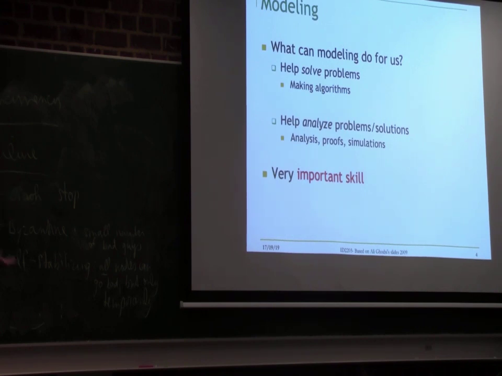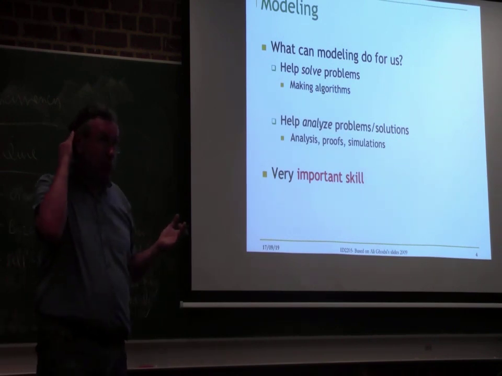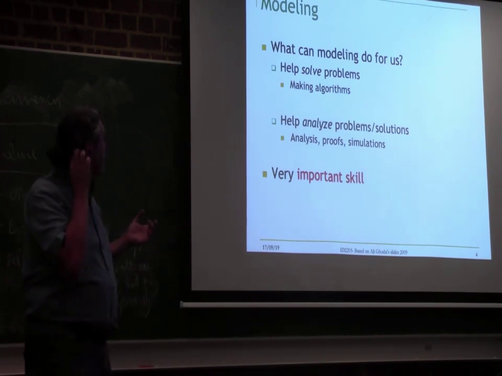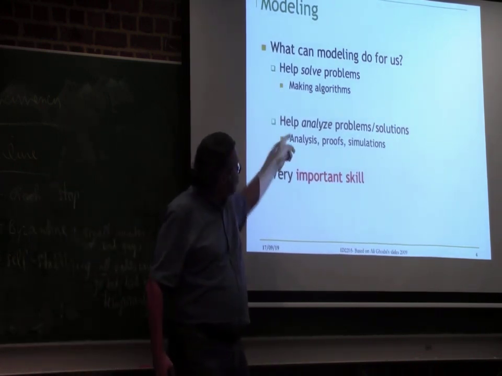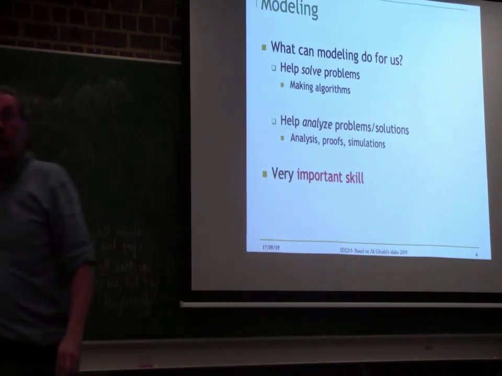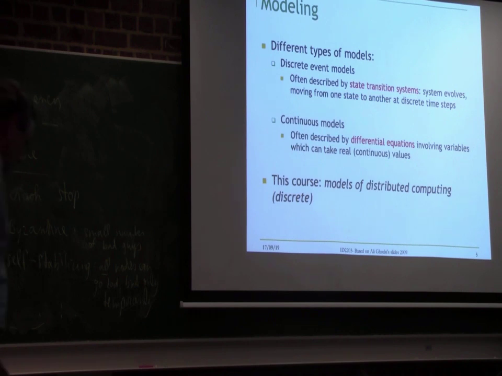And why do we do that? Well, it's kind of interesting because the real world is infinitely complex, so it's hard to do something for infinite systems. With the model, we can actually make algorithms. We can also prove correctness, okay, if we have a good model. So modeling is very important.